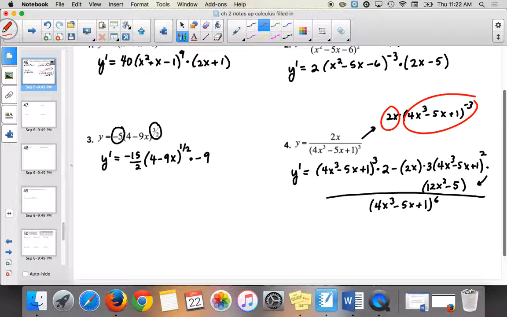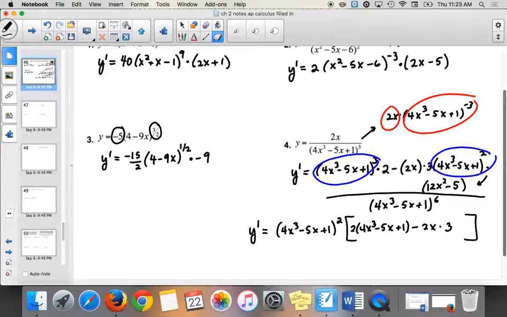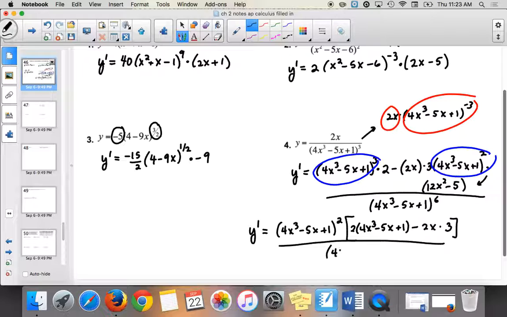All right, so one thing as you're finding the equation of tangent lines and so on, you'll have to simplify a lot of things that involve the chain rule with the quotient rule. Looking at this numerator, do you guys see how you have a common factor? You have 2 of those in common on the numerator. So really what you could do is pull that out to the front and say, I have 4x cubed minus 5x plus 1 squared, and then inside of a big bracket, I have what's left. So I have 2 times 4x cubed minus 5x plus 1. Do you guys see that? And then minus 2x times 3. So all of that was the numerator, which would then be much easier to simplify, right? All over the 4x cubed minus 5x plus 1 to the 6th.